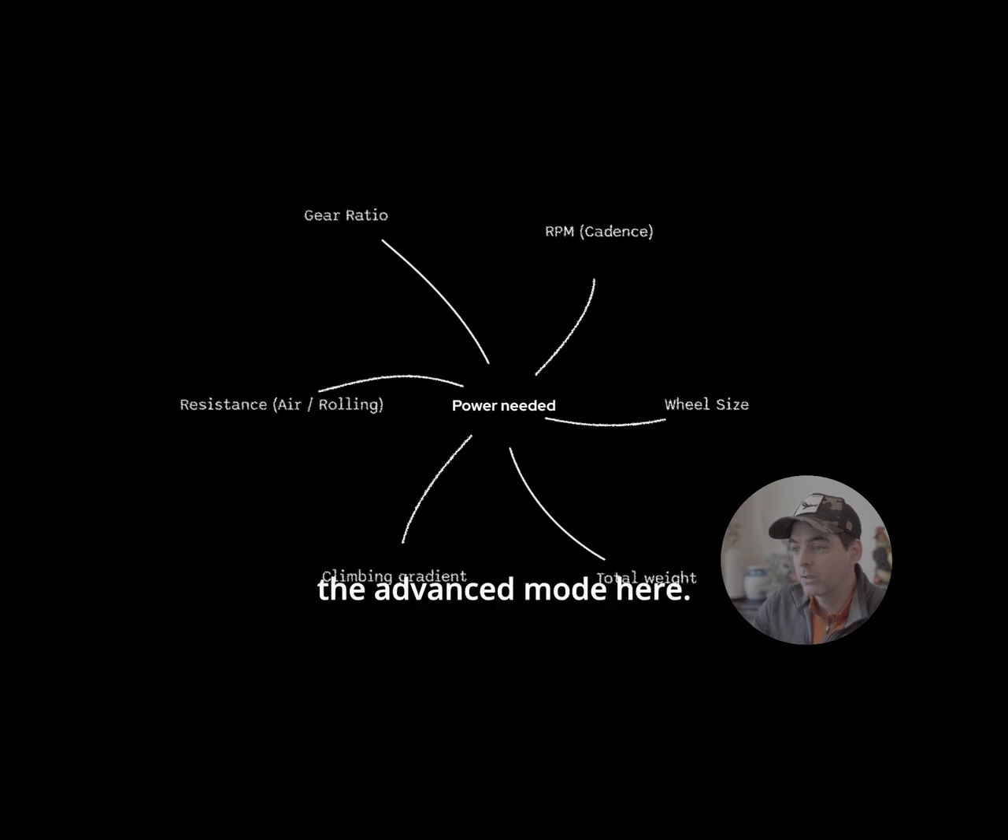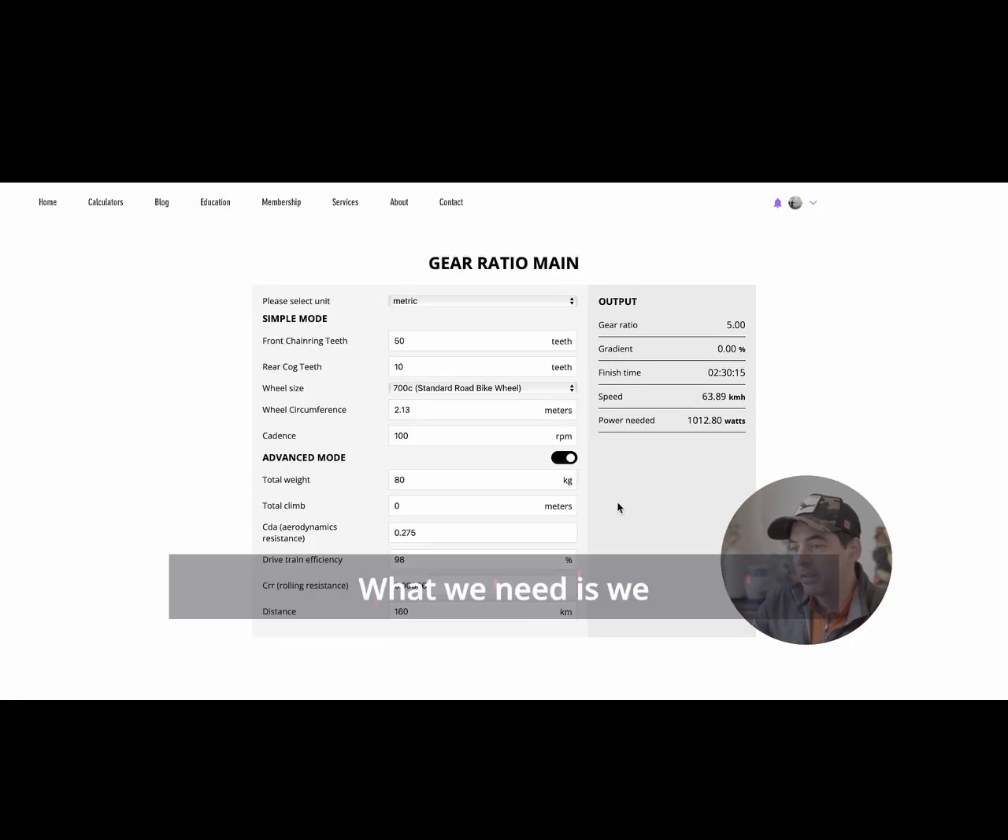So we're going to trigger the advanced mode here. What we need is your weight. We need to know the gradient of the climb to determine this. Drivetrain efficiency is not extremely important. Don't touch this. Probably 98 is usually okay.